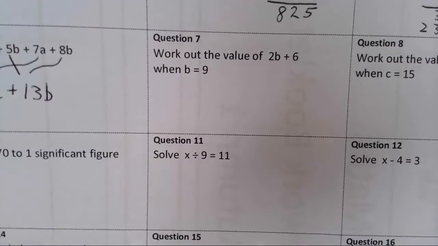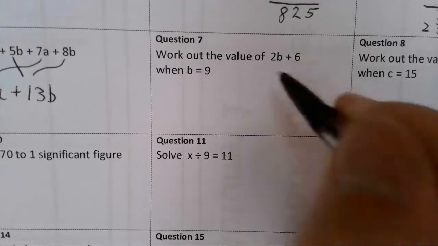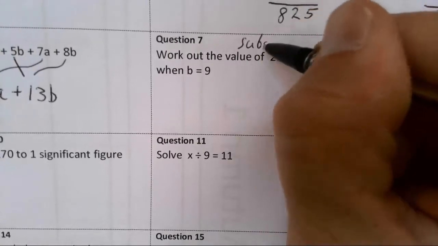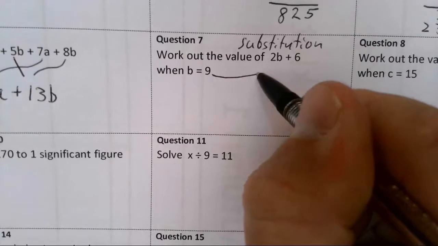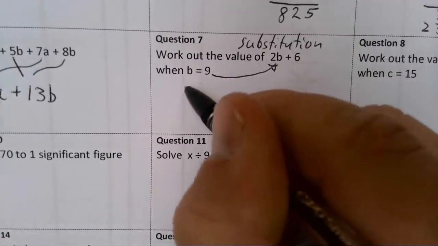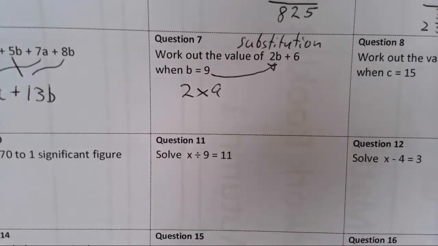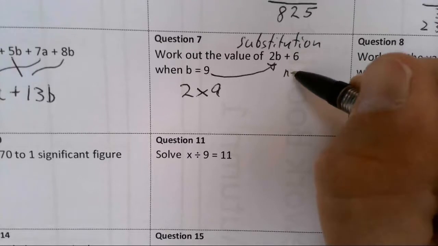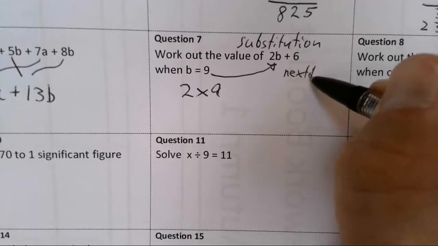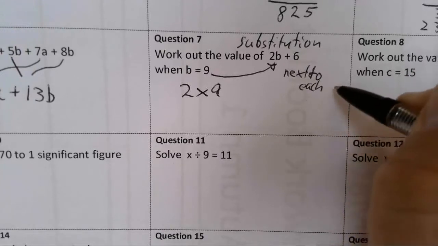Question 7. Work out the value of 2B plus 6 when B equals 9. So this is called substitution. What we do is we say, right, when B equals 9, 2B is like 2 times 9. If they're next to each other, we multiply them. So it's not 29. If you've got things which are next to each other in algebra, we multiply.